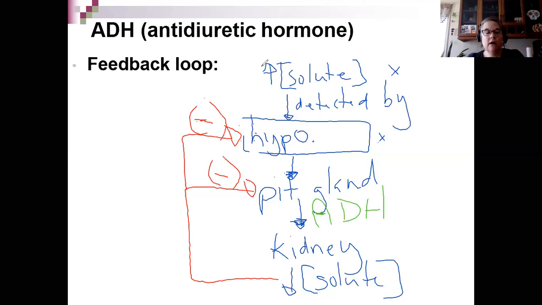But once the solute concentration goes up again, this starts again. Okay, so a feedback loop always loops back. Okay, any questions about that?